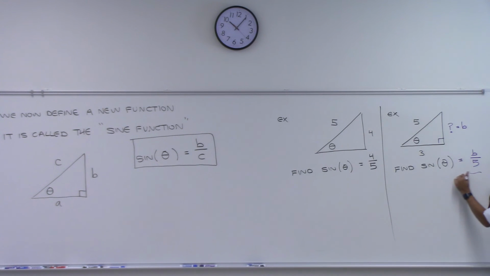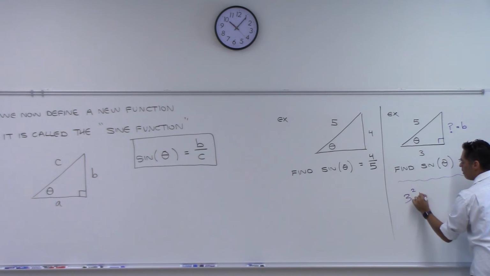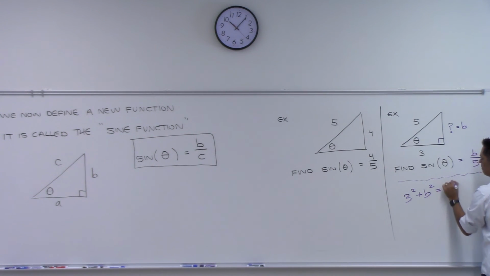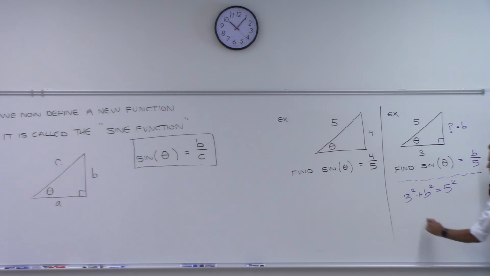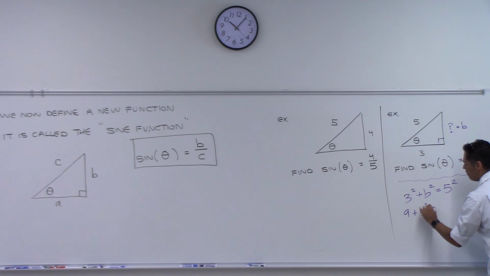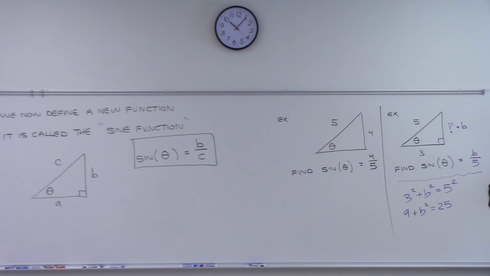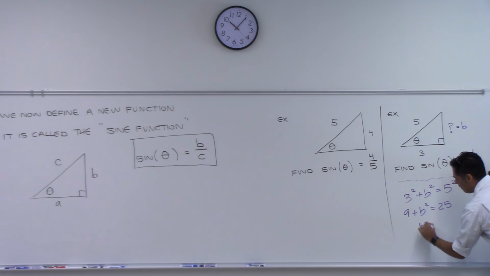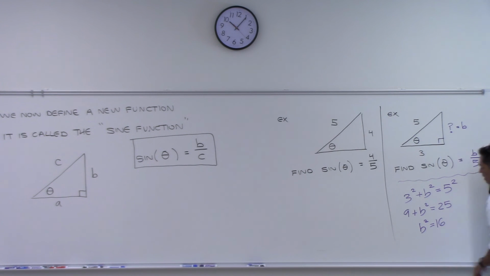So to get b, I use the Pythagorean identity that says you take this squared plus this squared, it's this squared. So 3 squared plus b squared is 5 squared, which means 9 plus b squared is 25. Subtract 9 on both sides. You get b squared is what? 16. And final step, take the square root on both sides. So b is what? Plus or minus 4, right?